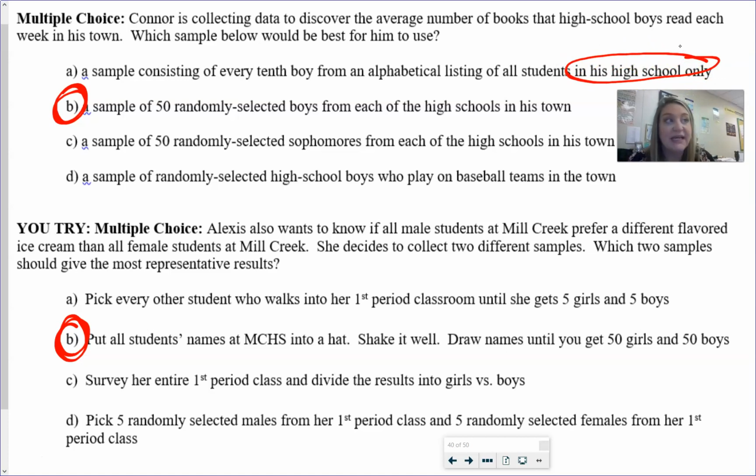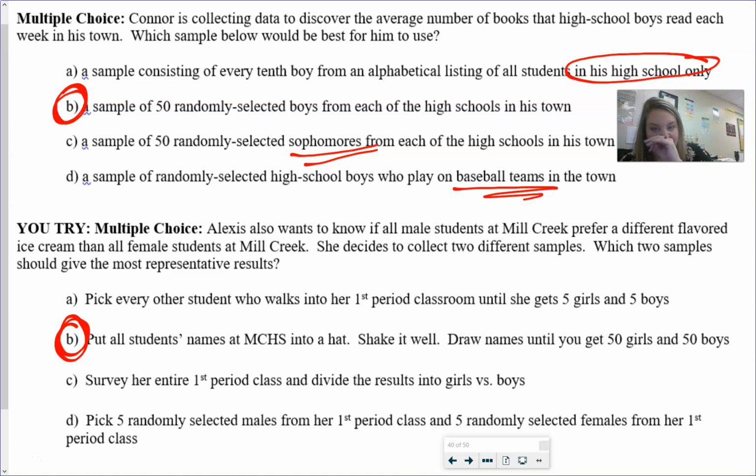Answer choice C, he is randomly picking 50 people, okay, but he's only doing sophomores. He's not doing all high school boys. And then part D, the problem here, he is randomly selecting people, but he's only doing baseball teams. Okay, so he should randomly pick 50 people from all the high schools in his town. That's the best random sample for him to choose that represents everybody in the town.